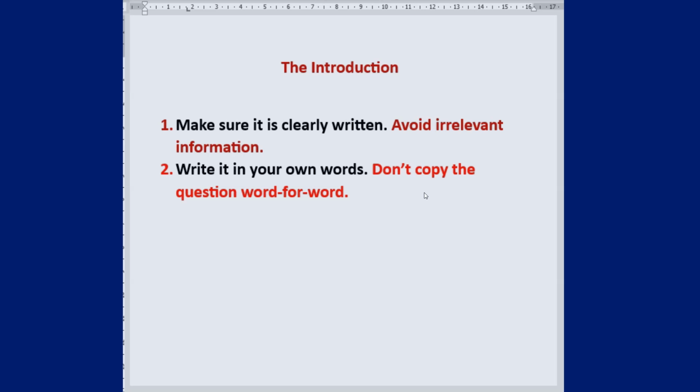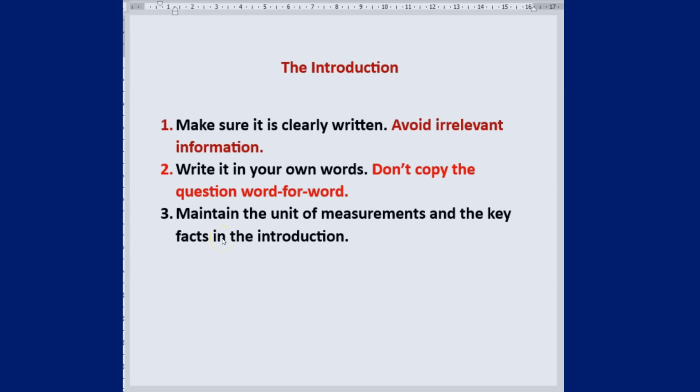So don't copy it. If you do copy, I think you would get a band 1 or 0. Okay, so actually you'll be getting a band 1 if you are seen copying word for word. Okay, so don't actually do that. Don't copy word for word. Write the question in your own words. Okay, write it in your own words. All right, so let's move on to the next.